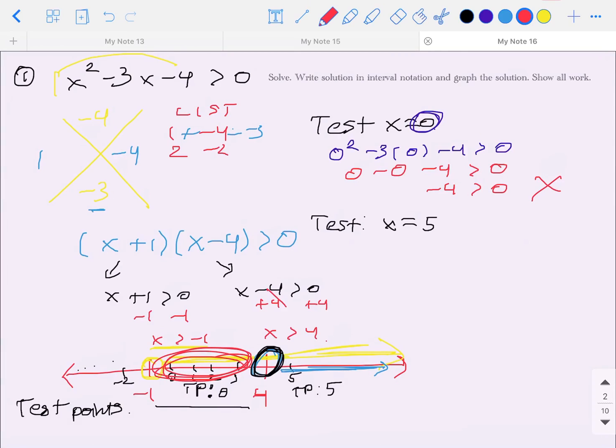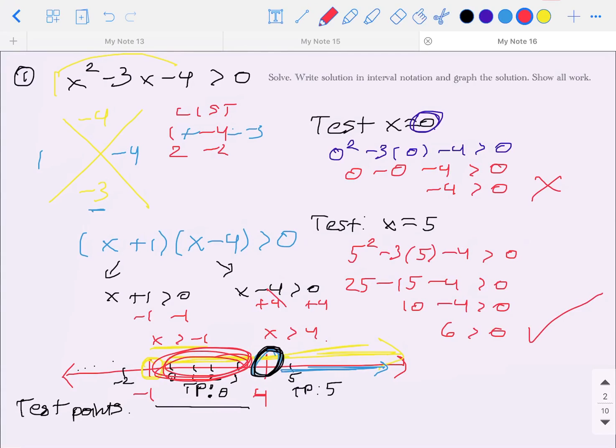As for x equal to 5, I'll substitute 5 in for x. 5 squared minus 3 times 5 minus 4 must be greater than 0. A little bit of arithmetic, so that's 25 minus 15 minus 4 must be greater than 0. 10 minus 4 is greater than 0, and 6 is greater than 0, which is a true statement. So therefore, anything that's shaded to the right of this point is a solution.